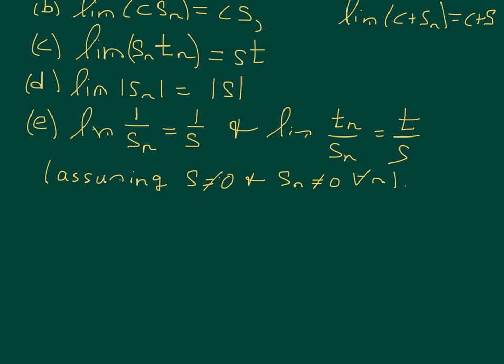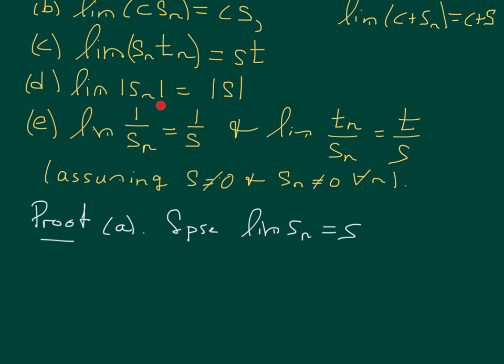All right, so proof. So we're supposed to suppose that the limit of S_n is equal to S, and what we want to show is that the limit of the absolute value of S_n is the absolute value of S. So how do we do this?